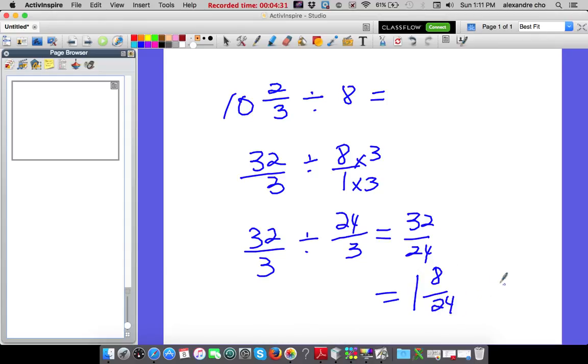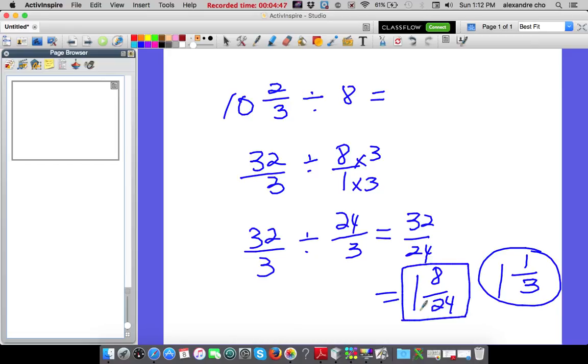You can definitely simplify. It's 1 and 8 goes into 8 one time, and 8 goes into 24 3 times. So this is your final answer. Are you forced to simplify? No, but if your multiple choice answer does not have this one, then you should look for that one. So what are we looking at? Yes, C. The multiple choice answer is this one, even though this one is still correct. So if you get this and you're looking for 1 and 8/24, and you can't see it in any multiple choice, simplify, and there it will be. Okay.